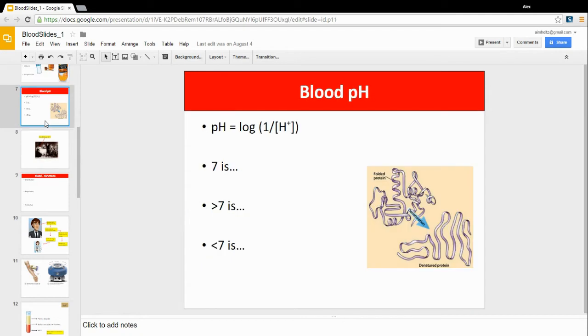All right, real quick, let's talk about the pH of blood. As you well remember from chemistry class, pH is a measurement of hydrogen ion concentration. Mathematically, it's the log of 1 over the hydrogen ion concentration. And the thing to take away from this is that if you have a lot of hydrogens, then your pH is going to be very low, and a low pH is acidic. If you don't have a lot of hydrogens, your pH is going to be high, and a high pH is basic. So if you're right at 7, you're right perfectly in the middle, you're neutral. If you're less than 7, you're acidic. If you are greater than 7, you are basic or alkaline.